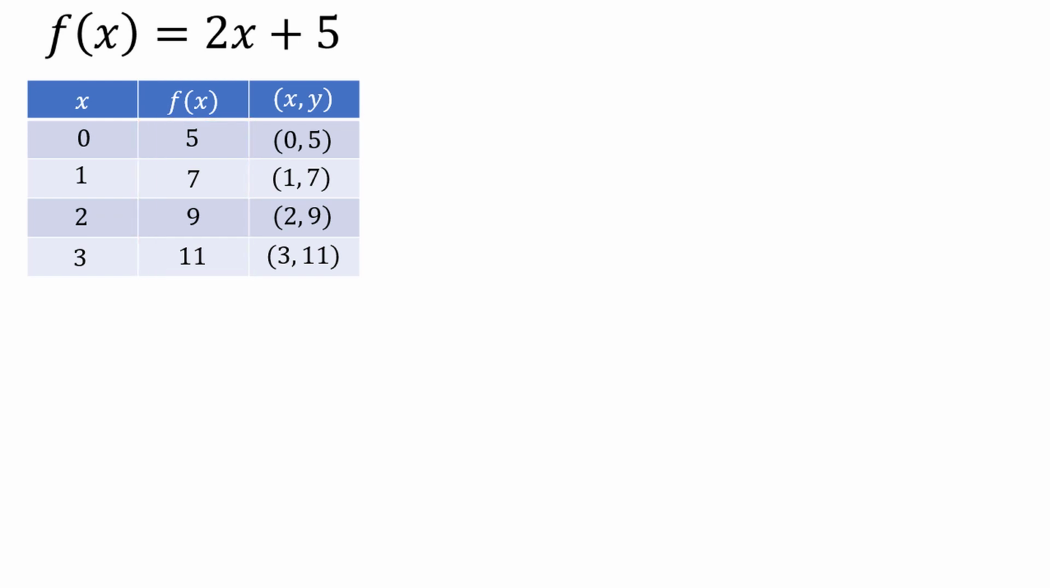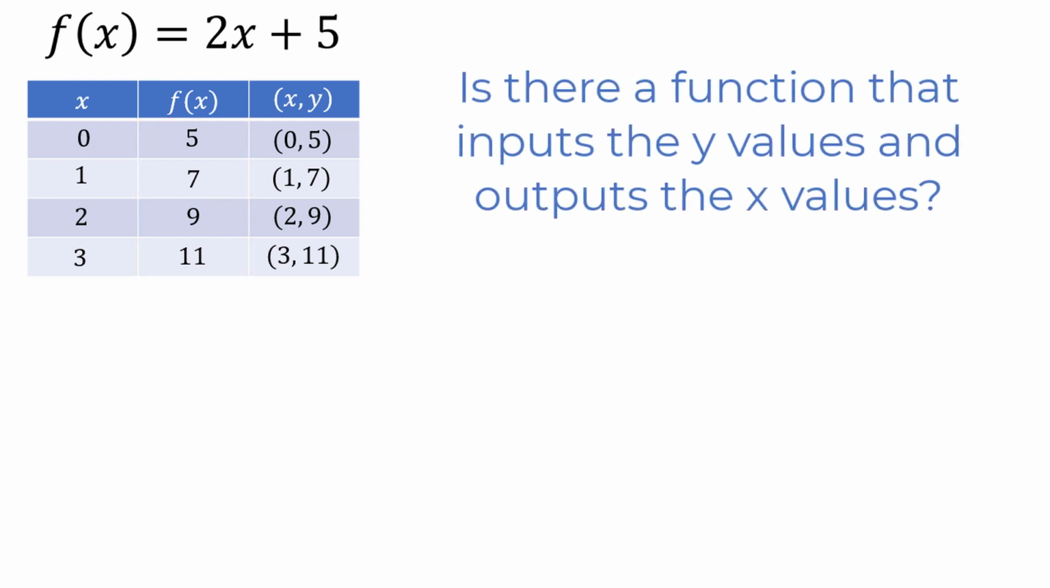Now imagine that there is some function out there that goes backwards. What I mean is, each of the x values of 0, 1, 2, and 3 are inputted into this function to get the values 5, 7, 9, and 11. But is there some function out there that takes the y values as inputs and outputs the x values? In other words, is there a function out there that switches the values for x and y around? And if so, how can we find such a function?